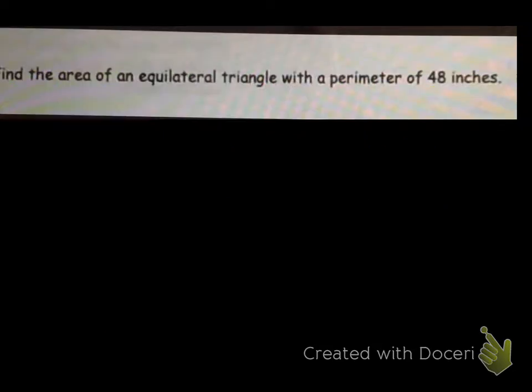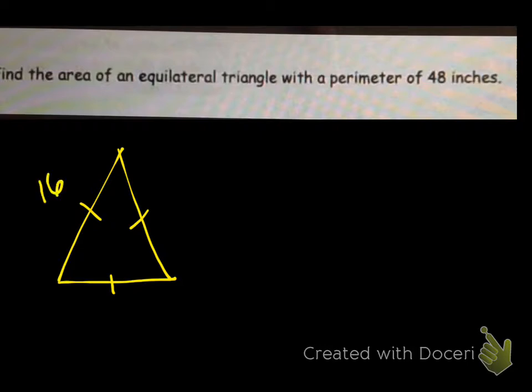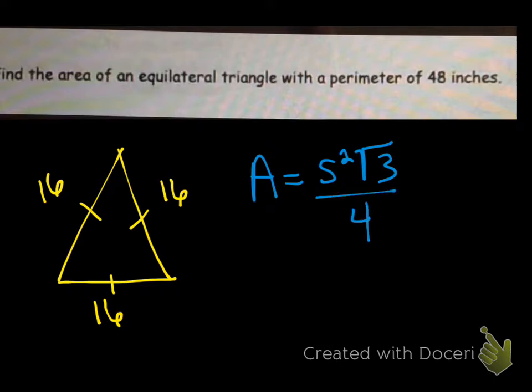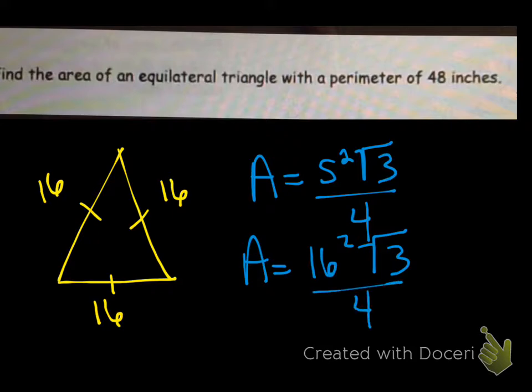Find the area of an equilateral triangle with a perimeter of 48. If it's an equilateral triangle, all 3 sides are congruent. If it's got a perimeter of 48, each side is equal to 16. Remember our formula for an equilateral triangle: area is equal to side squared times the square root of 3 divided by 4. So our S is 16, and the area is 16 squared times the square root of 3 divided by 4. 16 squared divided by 4 is 64, so that would be 64 times the square root of 3 inches squared.